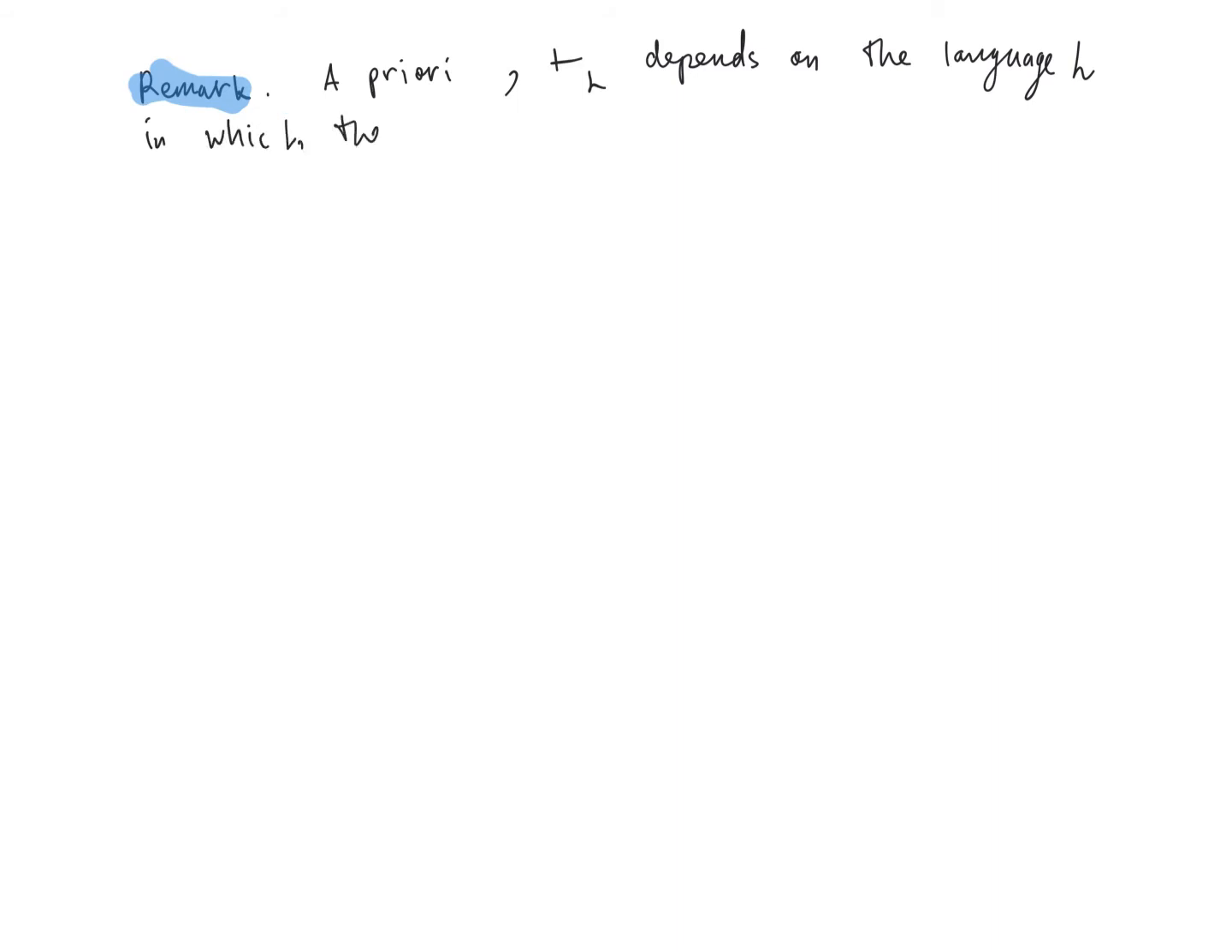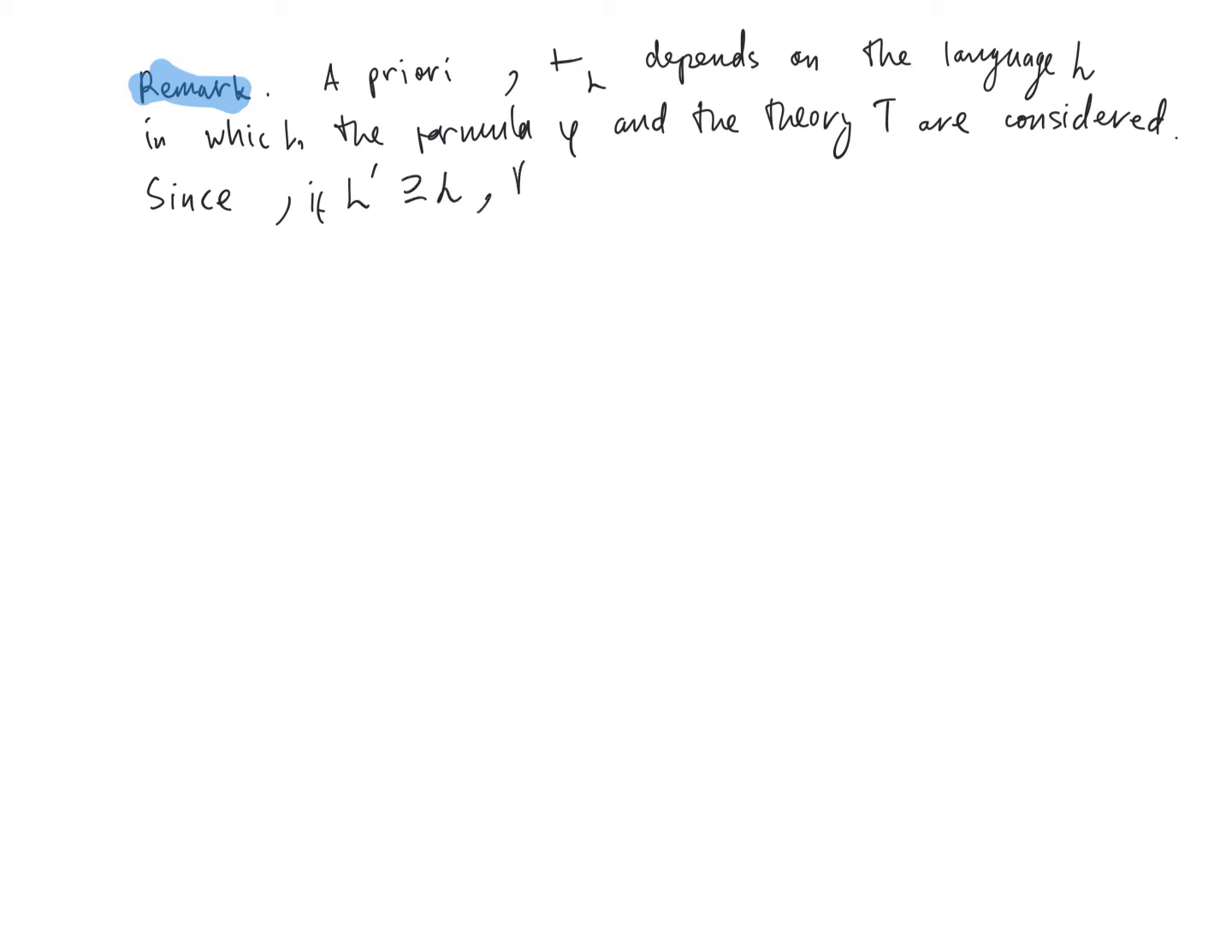Remark: a priori, the relation of formal provability depends on the language L in which the formula phi and the theory T are considered, since if we take a larger language, so let's say if L prime extends L, then there are more proofs in the language L prime than in the language L.